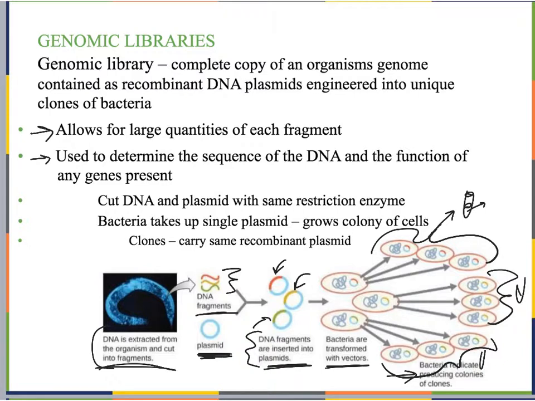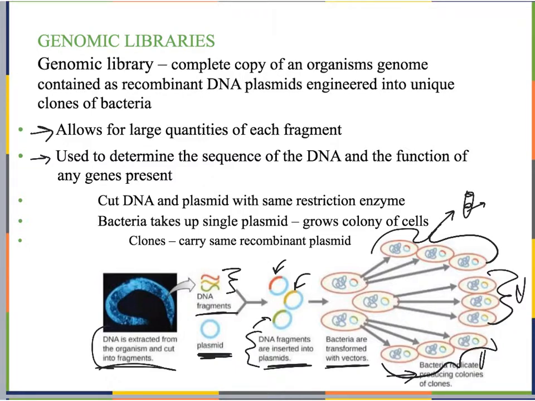So one way that we can use them is to determine the sequence of DNA within those plasmids, and then the function of any of those genes that are present. So we can utilize this again as a sort of library. We can go in and we can say, okay, we're going to use this fragment. First of all, we can go in and we can find out the sequence of the DNA chunk that we put in there, because we know what restriction enzyme we used to cut it. So we can figure out what nucleotides are between those cuts. So we can come up with all of the sequence of DNA for this particular organism. But then also the function of those genes.